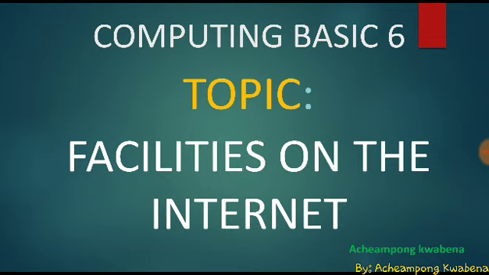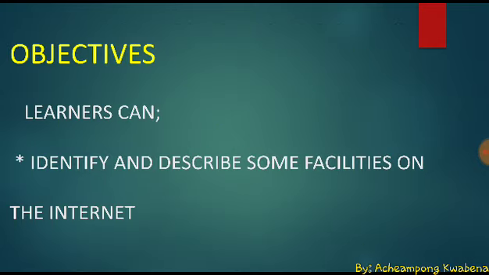We saw the types of network as the local area network, the wide area network, the VPN, the metropolitan area network, campus area network, and so on. For today, we'll be looking at the facilities on the internet. So at the end of this lesson, you should be able to identify and describe some facilities on the internet.